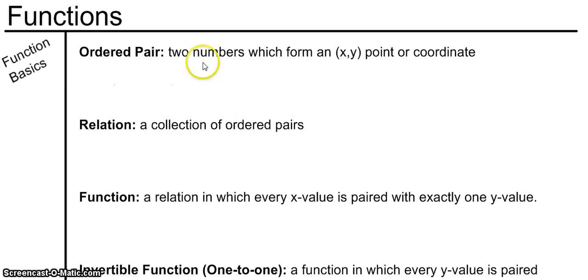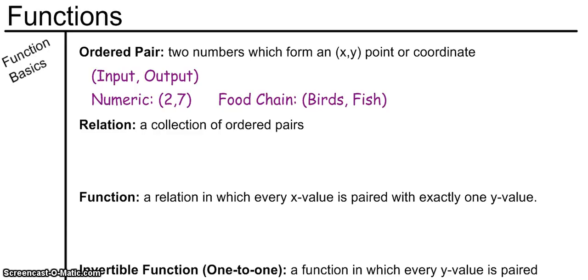An ordered pair is two numbers which form an xy point or a coordinate. Typically, we think of the first number as our input and the second number as our output, with a comma separating them and parentheses on the outsides. A numeric example might be (2, 7), or an example from biology about the food chain might be (birds, fish), and we'll use this example a little more in a second.